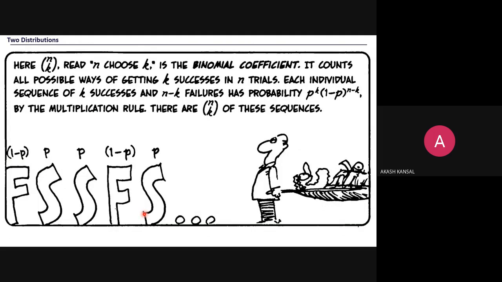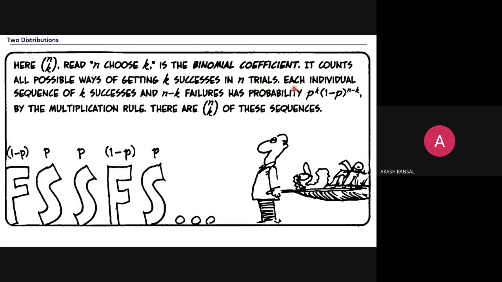Now let's see how this formula appeared. As I already described, this representation n k with circular brackets is read as n choose k, nCk. It's a similar thing to the combination that we studied in permutation and combination, right? So this will be my binomial coefficient, and it is going to count all the possible ways of getting k successes in n trials, right?